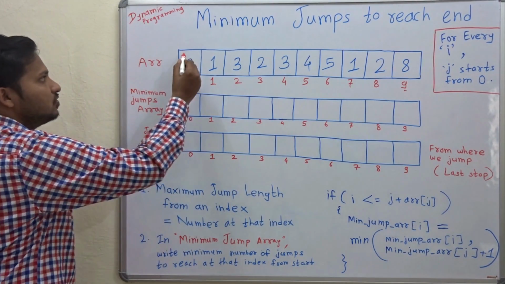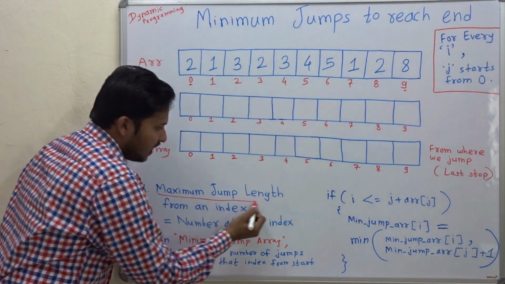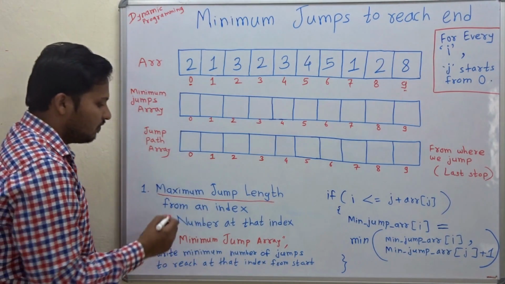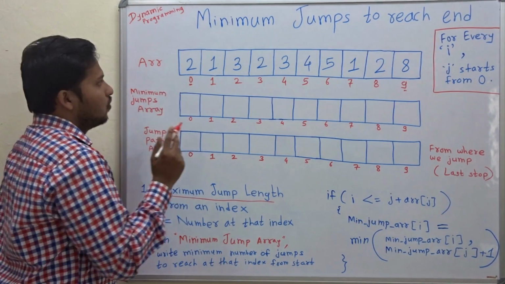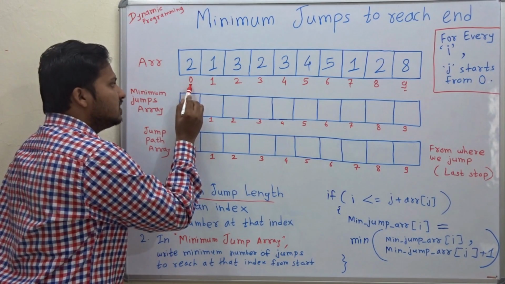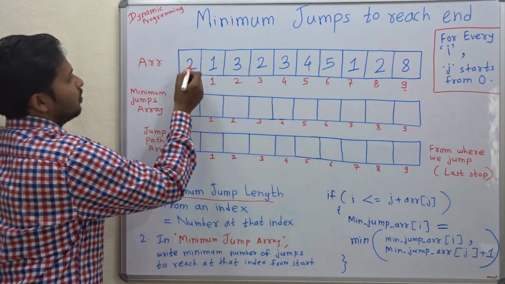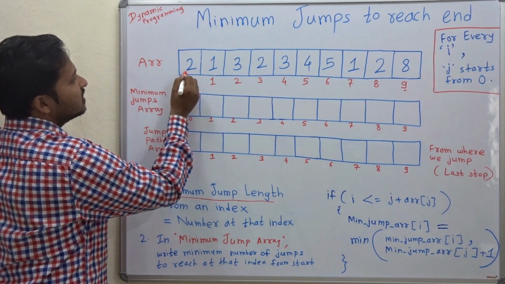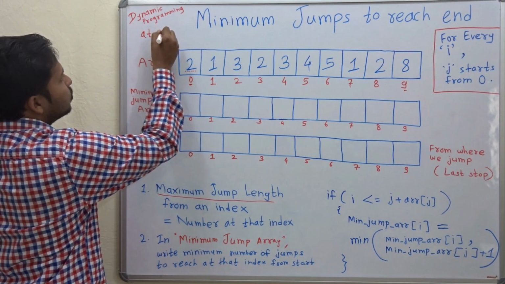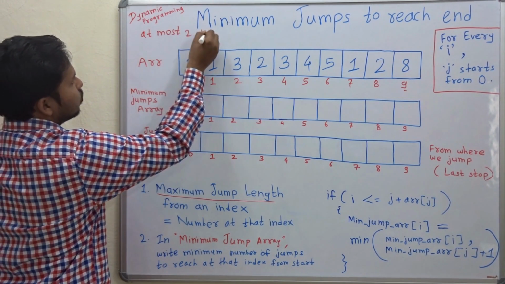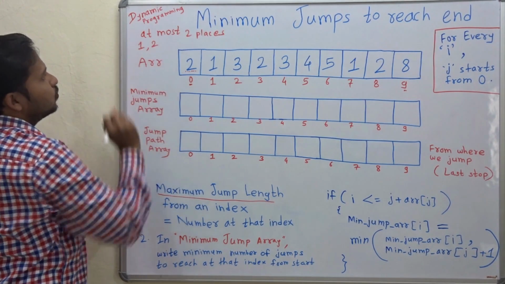Now what can be the length of the jump? So it is written here, see. The maximum jump length from an index will be equal to the number at that index, means the element at that index. Means see here, from index 0 you can take a jump of at most 2 places because the element at index 0 is 2. So you can take a jump of at most 2 places. So at most 2 places means the jump can be of 1 place or 2 place.